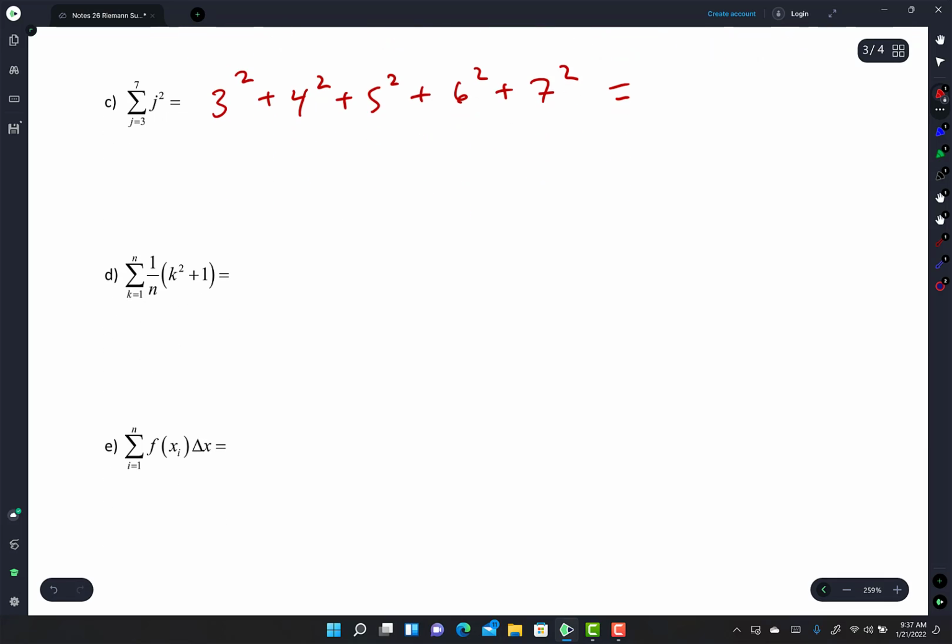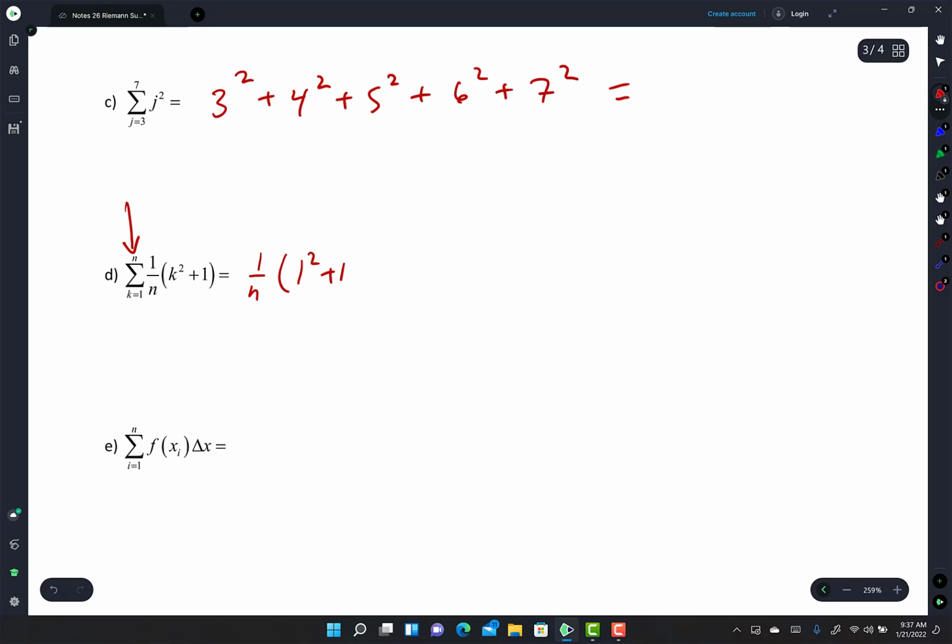Notice on this one, there are 2 letters. 1 over n, k squared plus 1. And it starts at k equals 1 and ends at the n. So every single term is going to have a 1 over n, but the last one is going to be the one that you terminate. So usually when you have a sequence like this, because this one goes on forever, you're going to start like this. 1 over n, and then the k starts at 1.